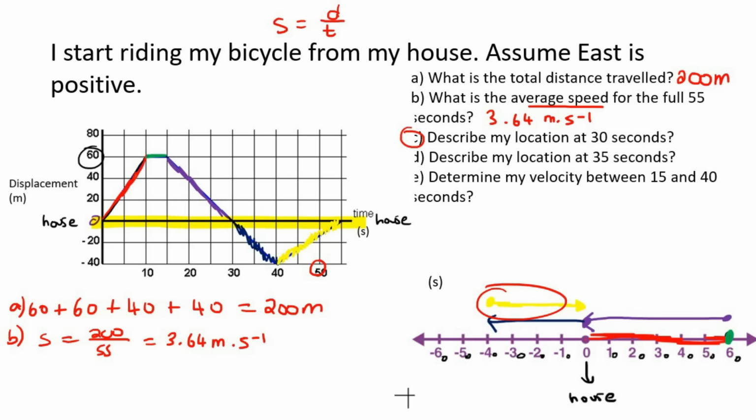Question C, describe my location. When they say describe my location, they're just saying your displacement at 30 seconds. So at 30 seconds, we're over there. We can see we are all the way back at the house.